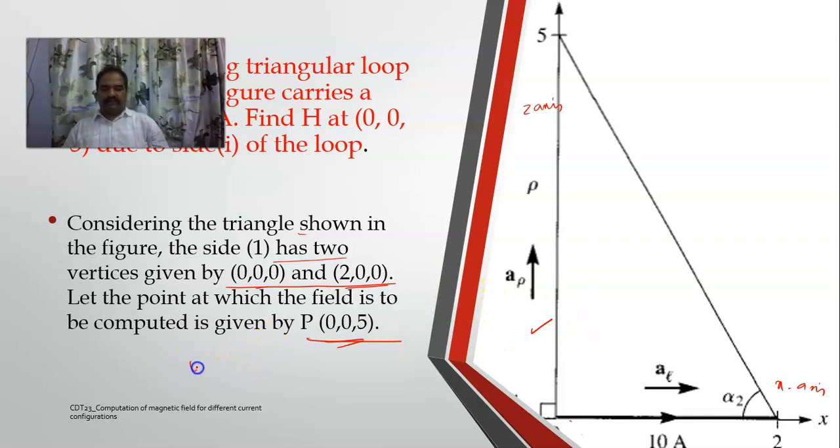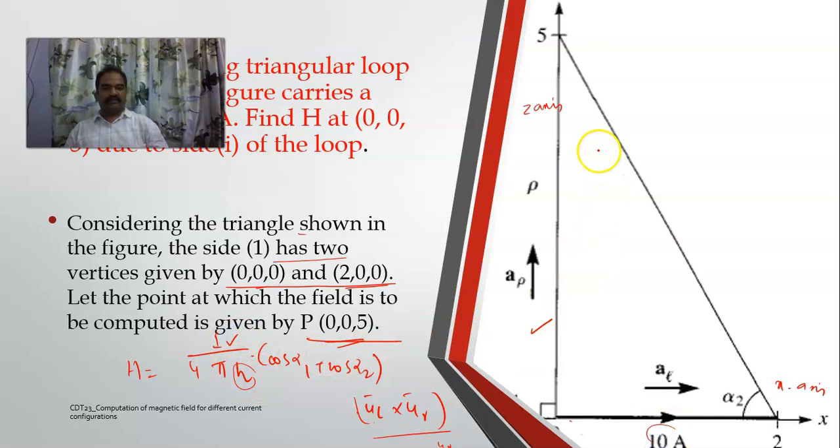You know that the formula to determine H is very simple. It is I by 4 pi h into (cos alpha 1 plus cos alpha 2) into u_L cross u_R. We have termed this one as u_phi. In this one, what is the current which is flowing? It is 10 amperes, so I will be 10 amperes. What is the shortest distance? This is the shortest distance from the point onto the line conductor. This is 5, so we can directly write it as 5.